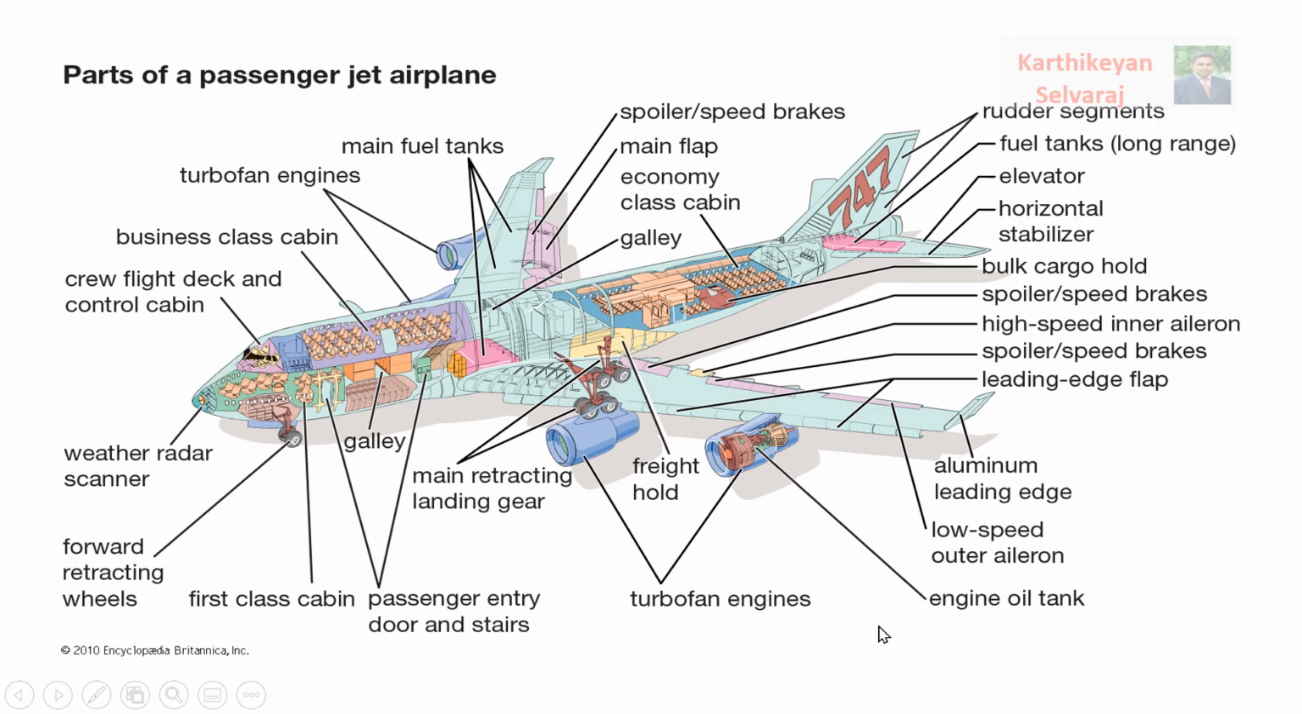Similarly, the location of the oil tank and the location of the fuel tank, and the purpose of the spoilers, used for high speed or low speed conditions, and where they are located. All these things are given in detail. Other components we already discussed in the previous slides, so we don't want to spend time on them again. The new things we come to know from this picture are the meaning of the galley and freight hold.